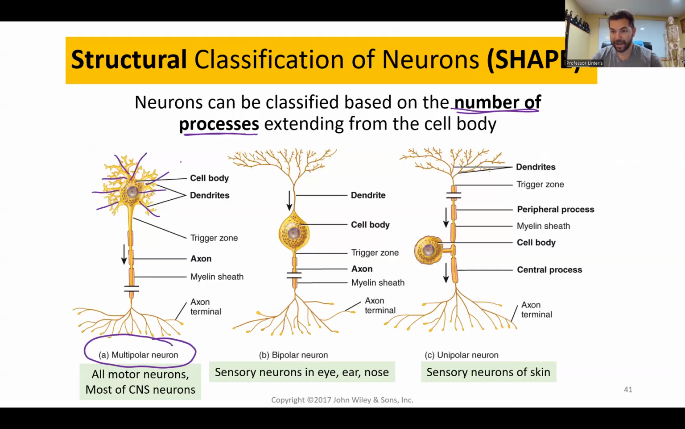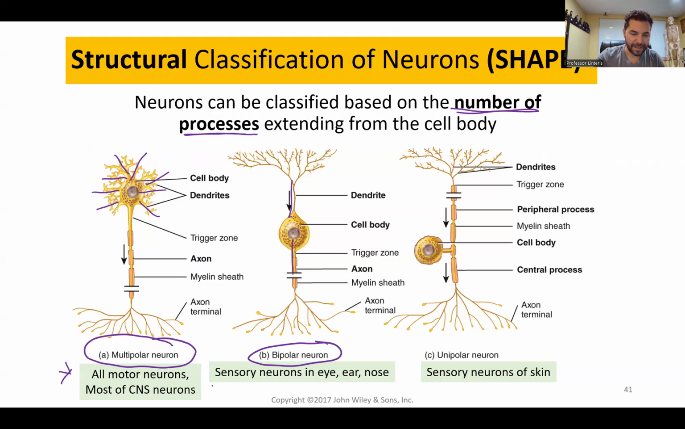Star means important. What cells are multipolar? Motor neurons. All motor neurons and some other stuff that we find in the CNS are multipolar. We have a bipolar neuron. How much stuff is coming off? Two branches. Bipolar. Makes sense.